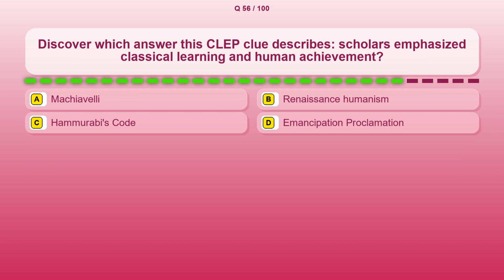Question 56. Discover which answer. This CLEP clue describes scholars emphasized classical learning and human achievement. Option A, Machiavelli. Option B, Renaissance humanism. Option C, Hammurabi's Code. Option D, Emancipation Proclamation.